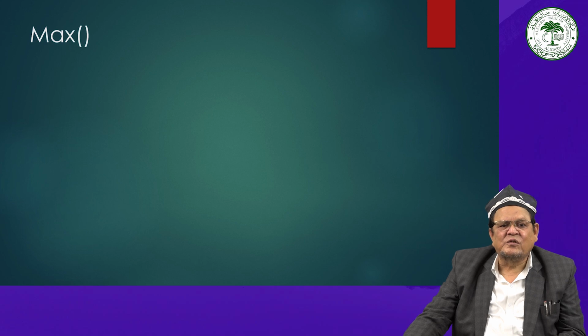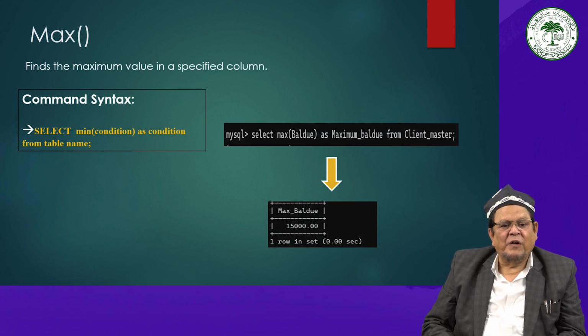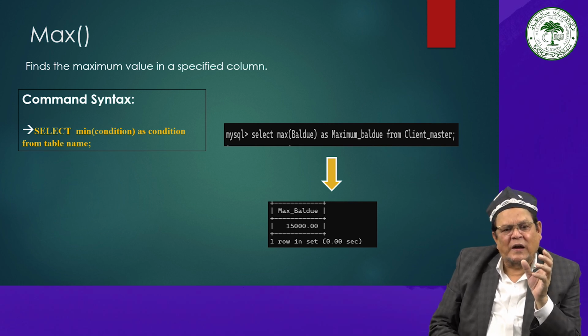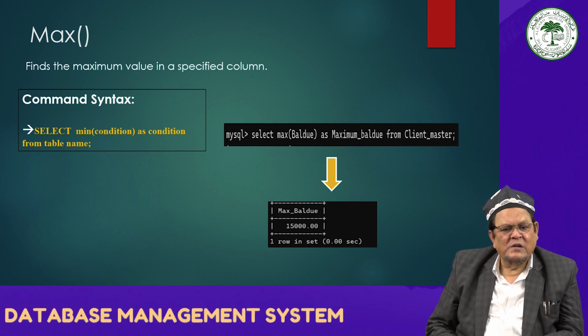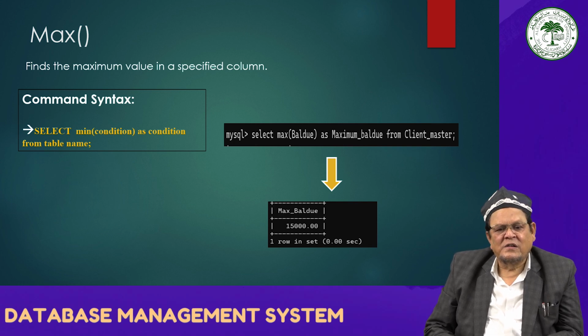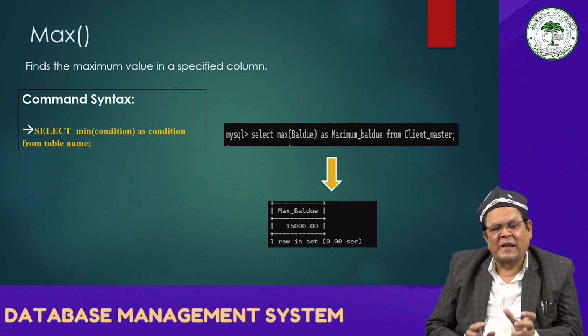Then the next is max. Find the maximum value in a specified column. Depending on requirement, you can find a specified column. The command syntax is select max, with a condition. Your maximum condition is given as a specified condition. Here you have to write select max balance due.